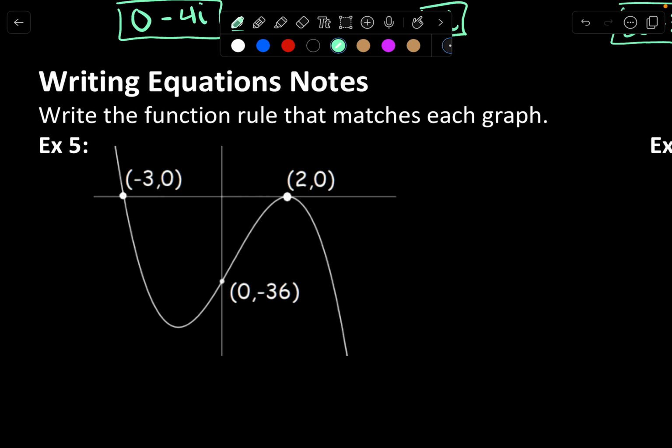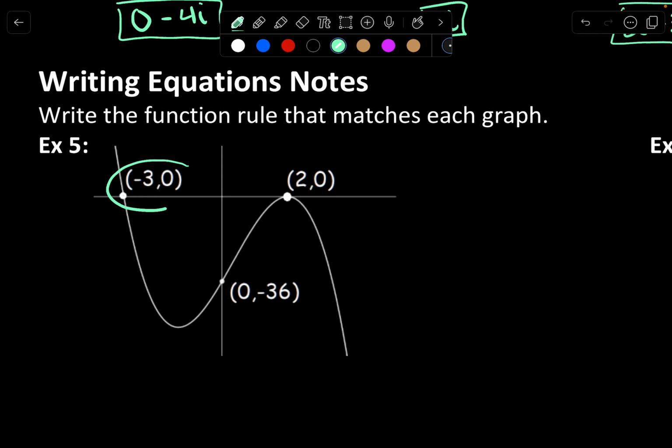The next topic in Unit 3 for polynomials is writing equations. The request is that we write the function rule that matches each graph. Remember, a function rule is just a function. In Unit 1, transformations, we wrote equations that were transformations of our parent functions. So we had vertical dilations, horizontal dilations, vertical translations, horizontal translations, and also some reflections. For a polynomial, the approach is going to be a little different.